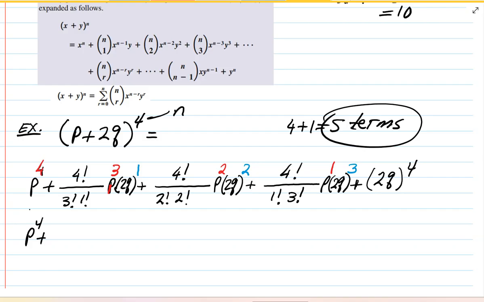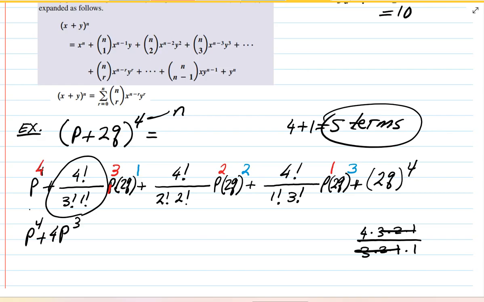P to the fourth plus the factorials: 4 factorial over 3 factorial, 1 factorial. 1 factorial is 1. 1, 2, 3, 1, 2, 3. So this is just 4 p cubed and 2q to the first power. Isn't that just 2q itself?